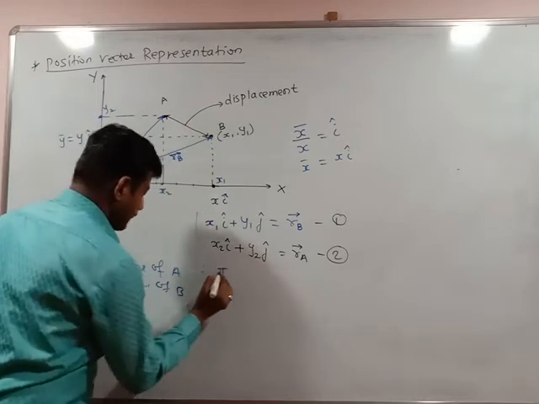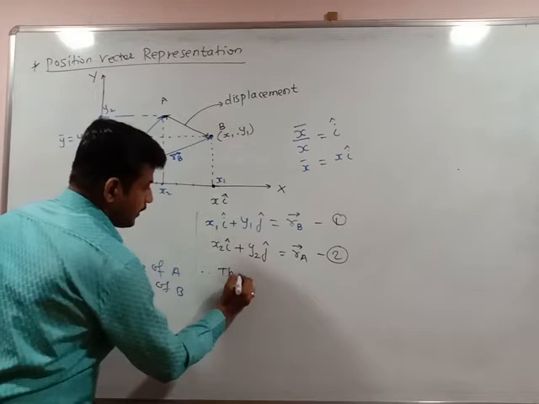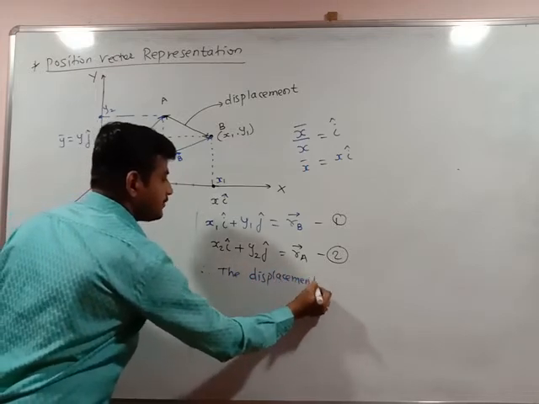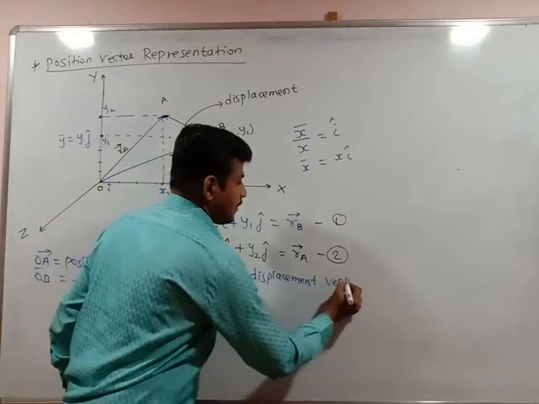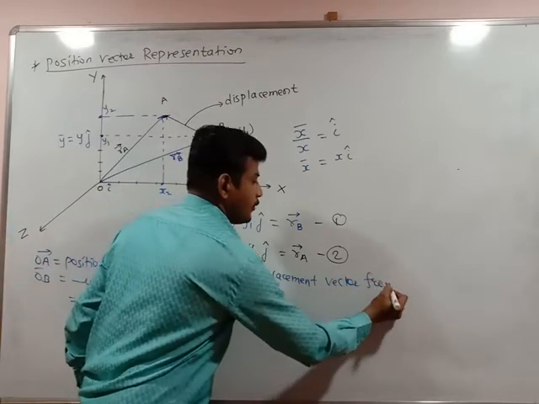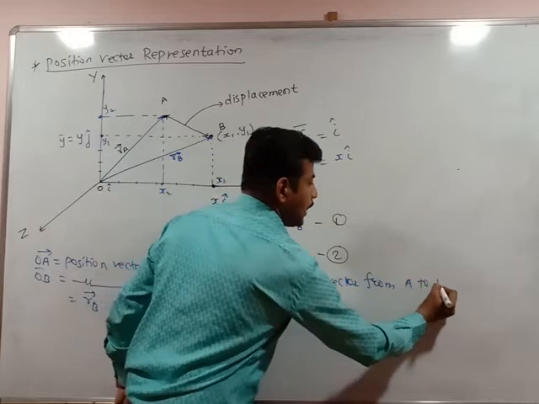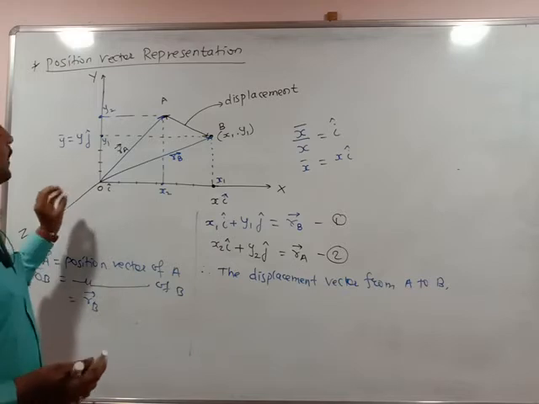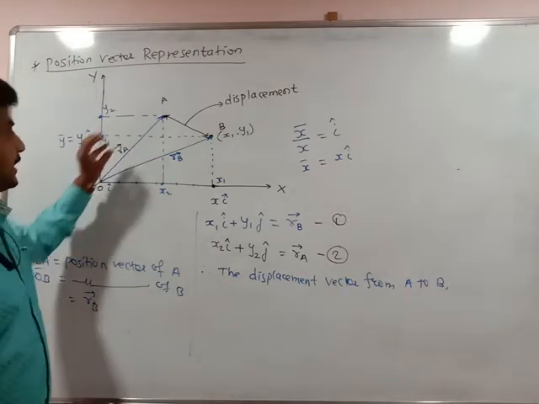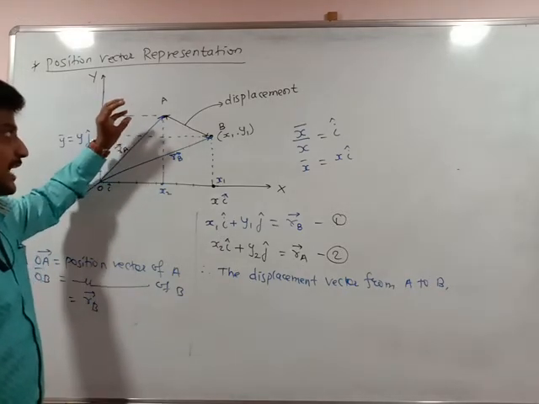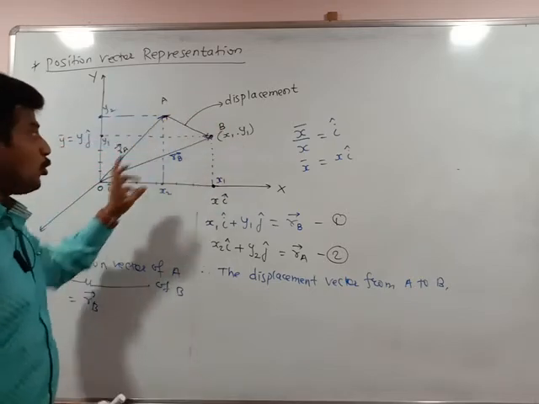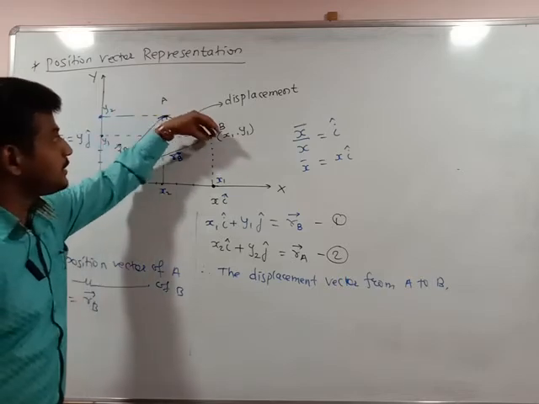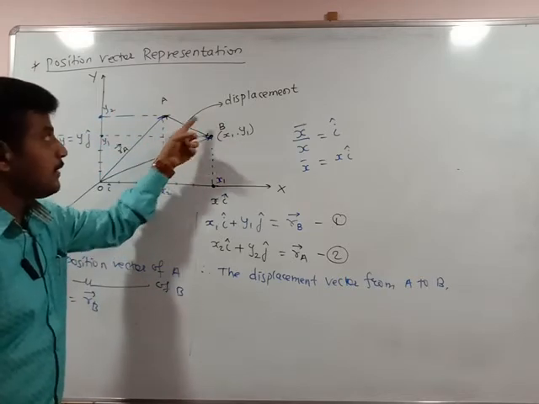Therefore, the displacement vector from A to B: how much is the displacement of the object when it is moving, first from O to A, that is the position vector. After certain time moving towards B, that is O to B. But what is the exact displacement that takes place for the object from A to B, the shortest distance between the 2 points, that is said to be displacement.